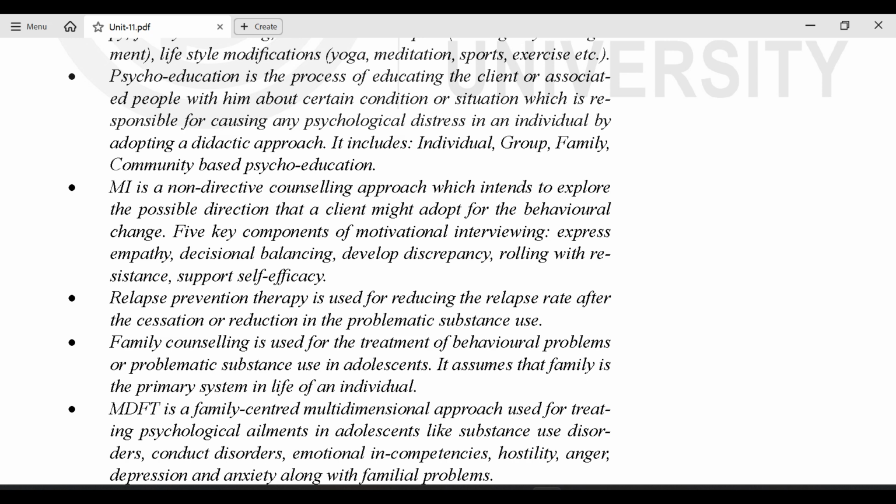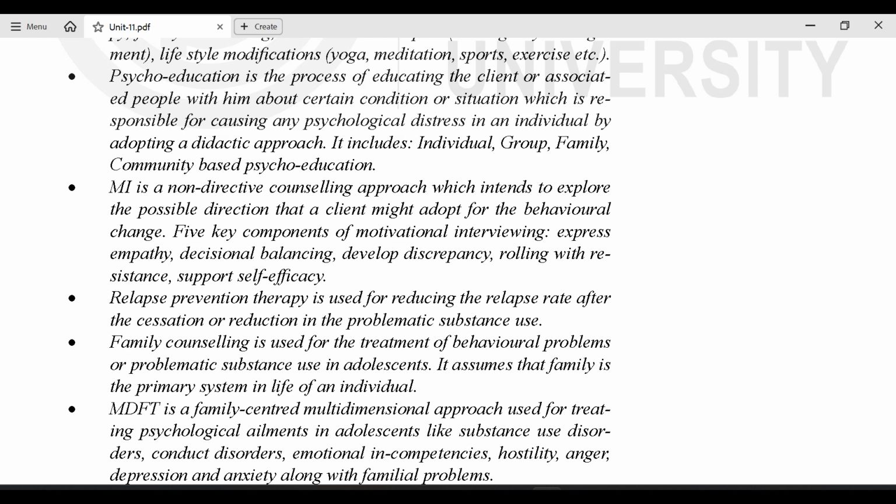Psychoeducation is the process of educating the client or associated people about a certain condition or situation which is responsible for causing psychological distress in an individual, by adopting a didactic approach. It includes individual, group, family, and community-based psychoeducation.